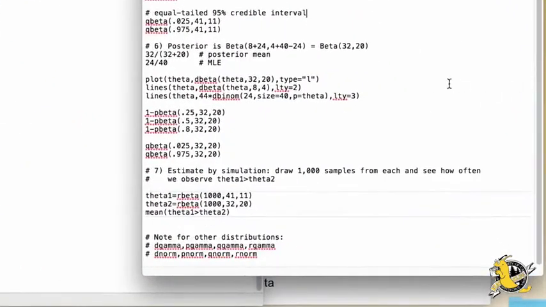In some of the exercises later in this course, you'll be asked to work with other distributions, including gamma distributions and normal distributions. And you can see that there are equivalent functions in R for the gamma distribution and the normal distribution.